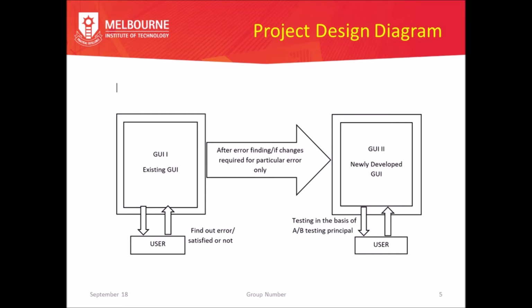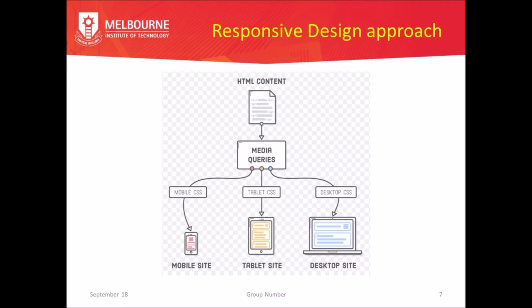Though Community Bond is our client, it already has an existing front end, so we are working on the existing front end. If we find any error or any of the users is not satisfied with the existing GUI, then we'll develop a new front end on the basis of the requirement, and we'll conduct A/B testing as per the request of the user. And now we'll move on to the next slide.